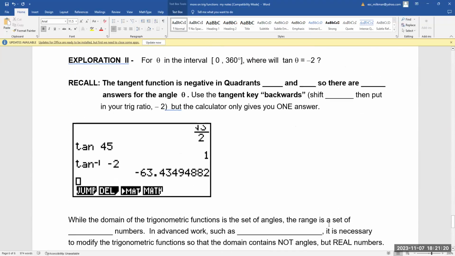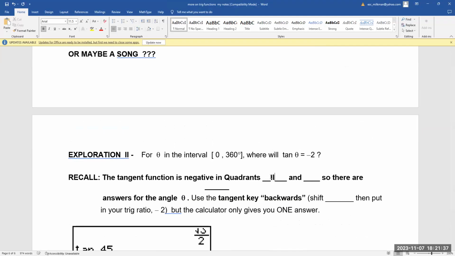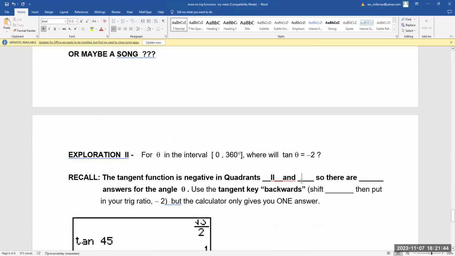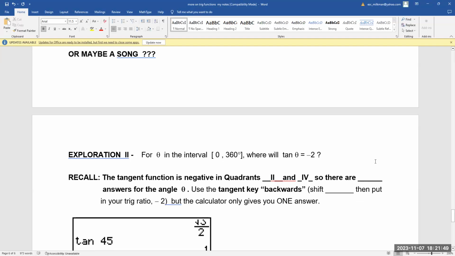But so this is exploration number 2. I want to look at where the tangent happens to be -2. So again, you're going to do the same type of process in your calculator, but you need to understand the tangent is negative. All students take calculus. The tangent is negative in quadrant 2, and again, we use Roman numerals for that, and in quadrant 4. So again, there are 2 answers, and the calculator is only going to give you one of those answers.